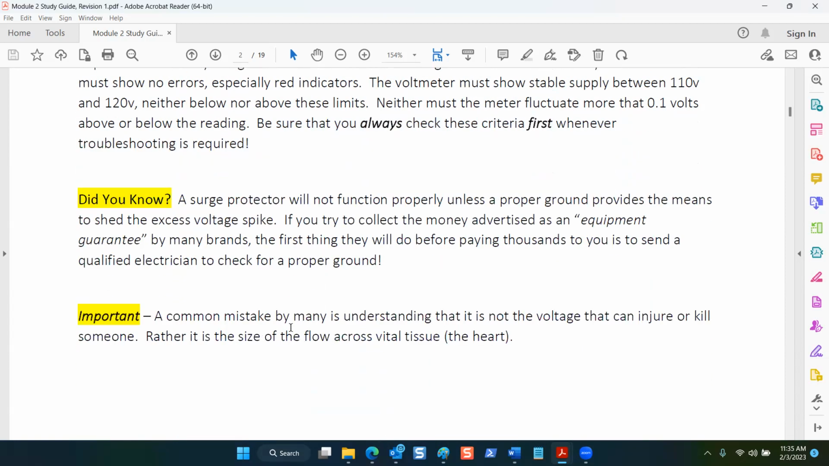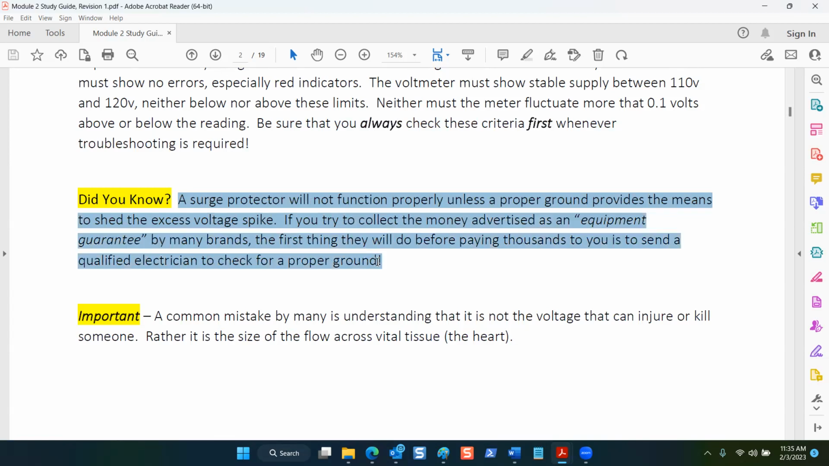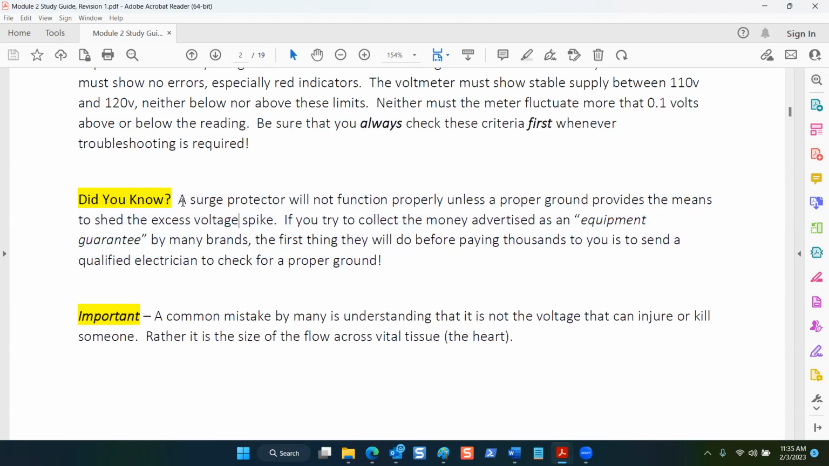So, okay, now did you know a surge protector will not function properly unless a proper ground provides the means to shed the excess voltage? See, when there's a proper ground, the surge protector can shed or deflect the surge in voltage. But what happens if there is no ground or a poor ground?